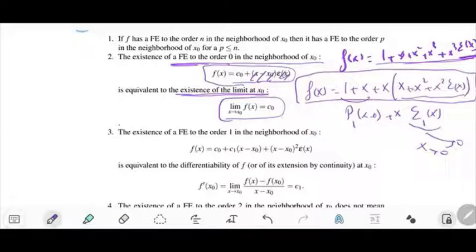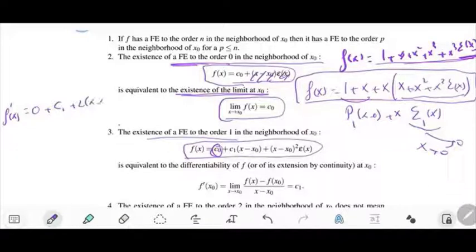Then the existence of finite expansion to the order 1 means that f of x can be written as follows, right? And if f of x can be written like this, it means that if you calculate the derivative of f, for example, it will be equal to 0, which is the derivative of c0, plus c1, which is the derivative of c1 times x minus x0, plus 2 times x minus x0 epsilon of x. So now if you calculate f prime at the point x0, it will be equal to c1, and this term will go to 0, so it's equal to c1.